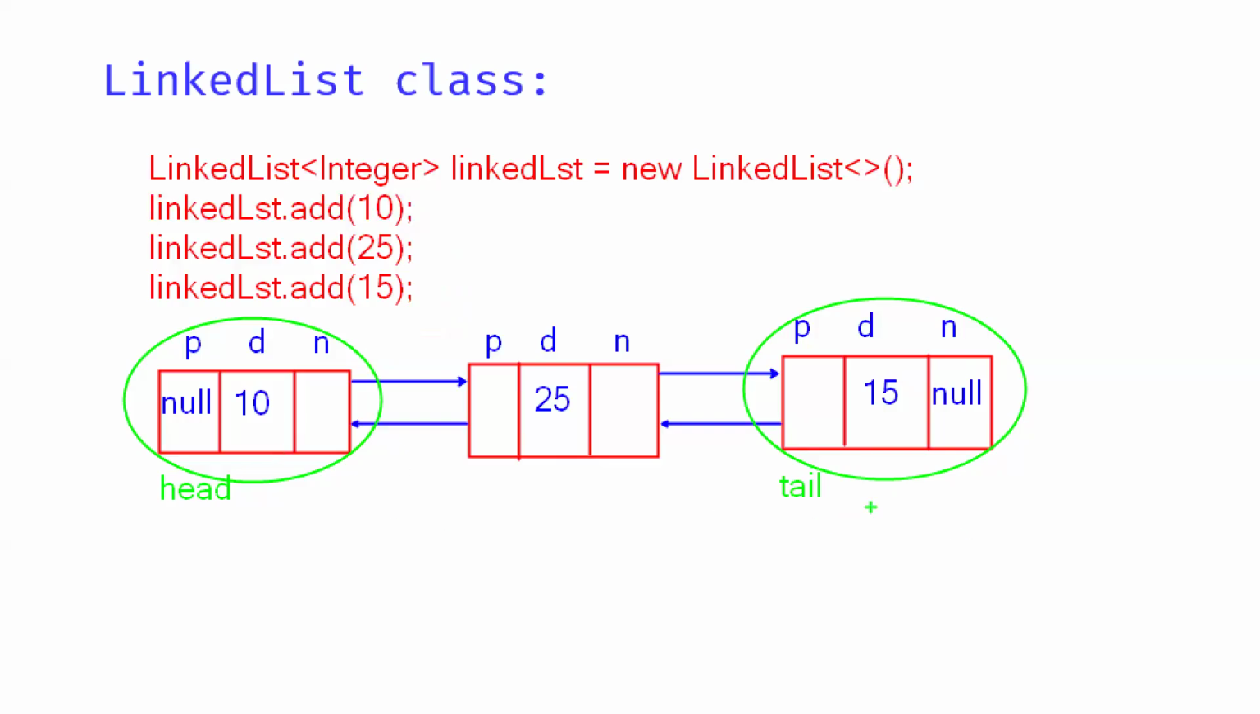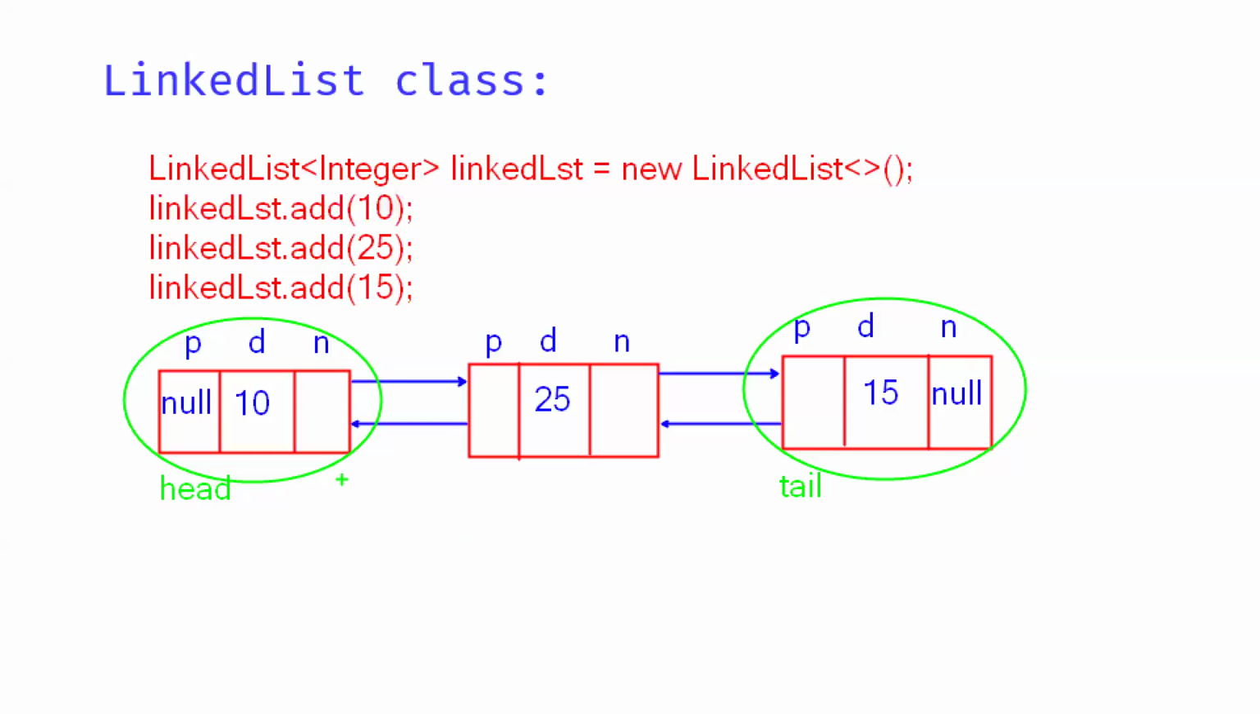This is called head and this one is called tail. If I add one more element, I have to change the diagram. Here in the middle, there can be multiple elements. I can add 10, 25, 35, 45, 15, something like that. Then I can draw the diagram with 4 or 5 nodes.